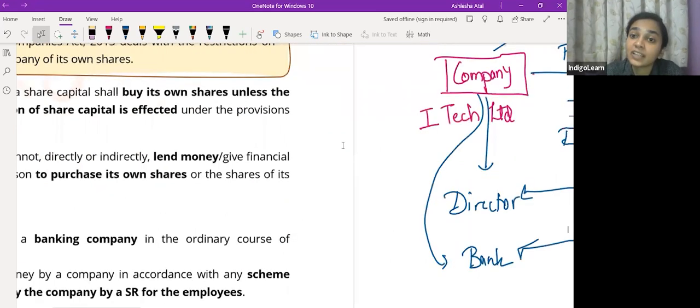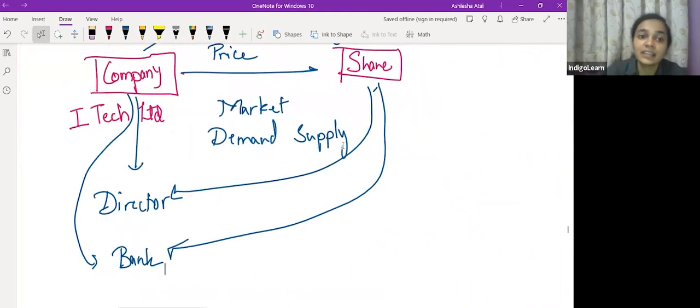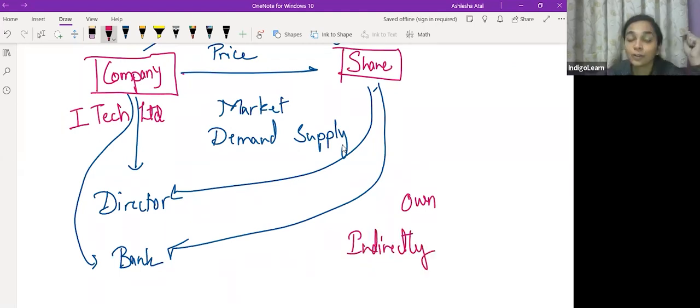और company ना तो खुद के shares खरीद सकती है, ना ही the company can provide any financial assistance. मतलब कंपनी बैंक को बोलती है that I'll give you money, you go and purchase my shares. या फिर कंपनी अपने directors को बोलती है I'll give loan to you and using that loan you go and purchase the shares of this company of mine. So the company can neither invest on its own, and also it cannot directly or indirectly provide any financial assistance to any other person to purchase its shares.